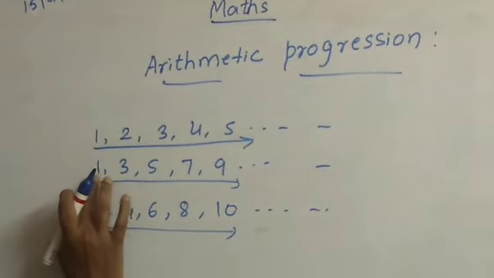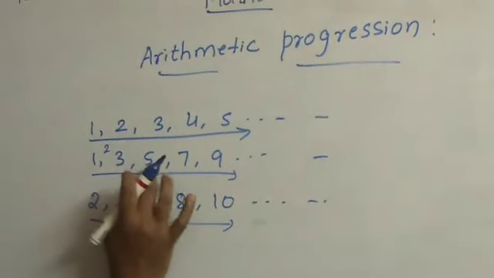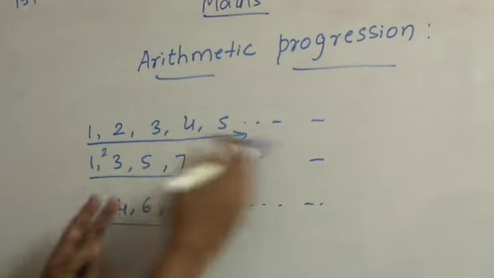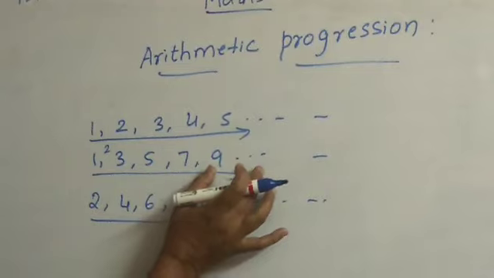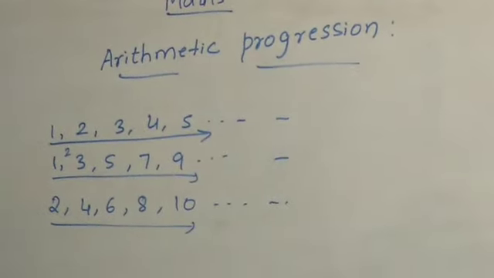Here what are you observing? The difference between these two numbers is 2. Here also 2. Here also 2. Means what are we getting? By adding 2 to each preceding number, you are getting the next numbers.